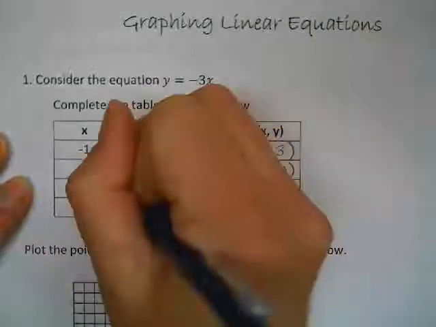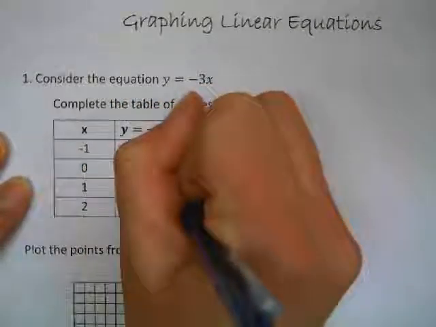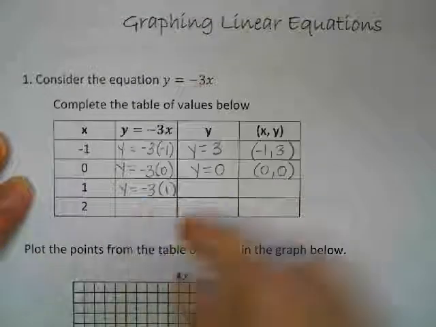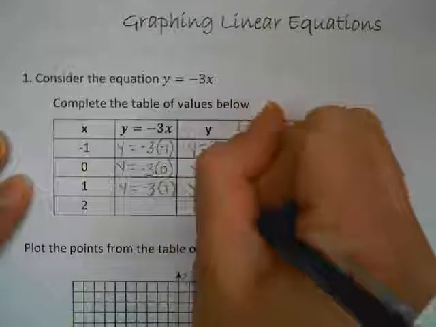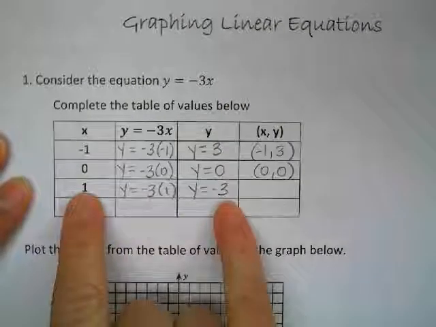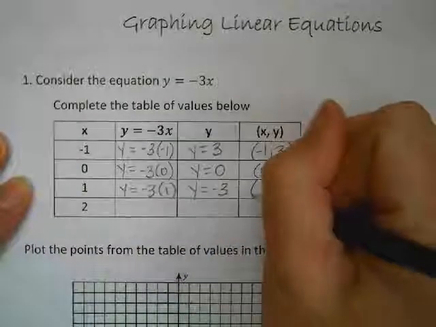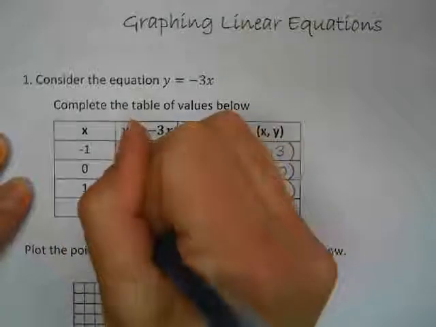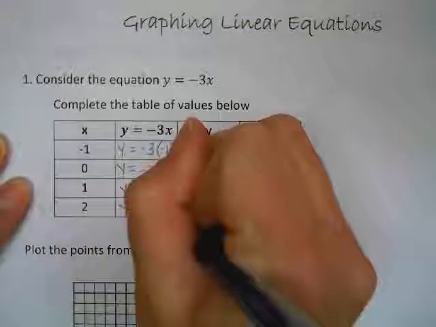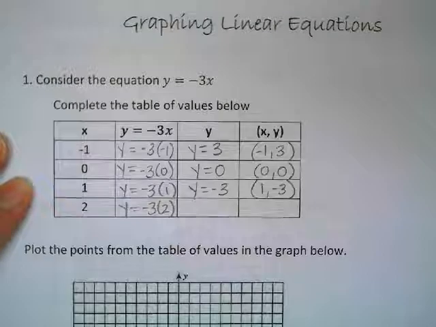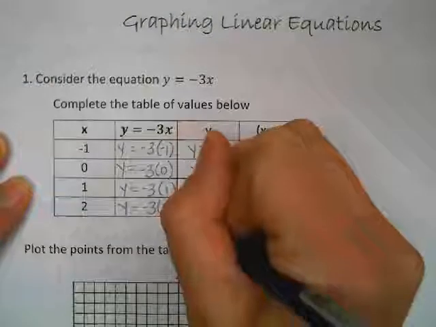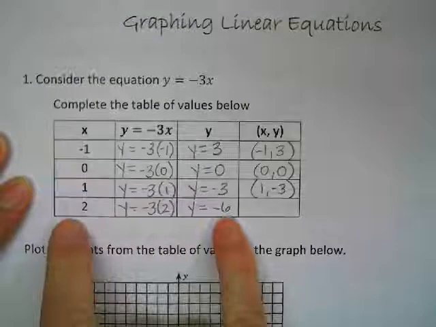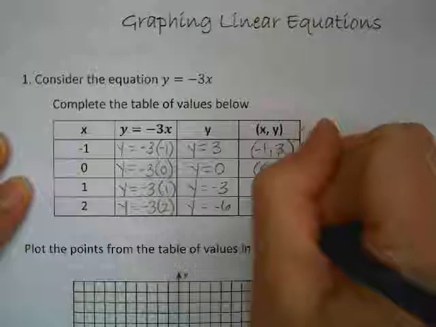Positive 1. y equals negative 3 times positive 1. Negative 3 times positive 1 is negative 3. So your ordered pair is 1 and negative 3. Then positive 2. y equals negative 3 times positive 2. Negative 3 times positive 2 is negative 6. So your ordered pair is 2, negative 6.